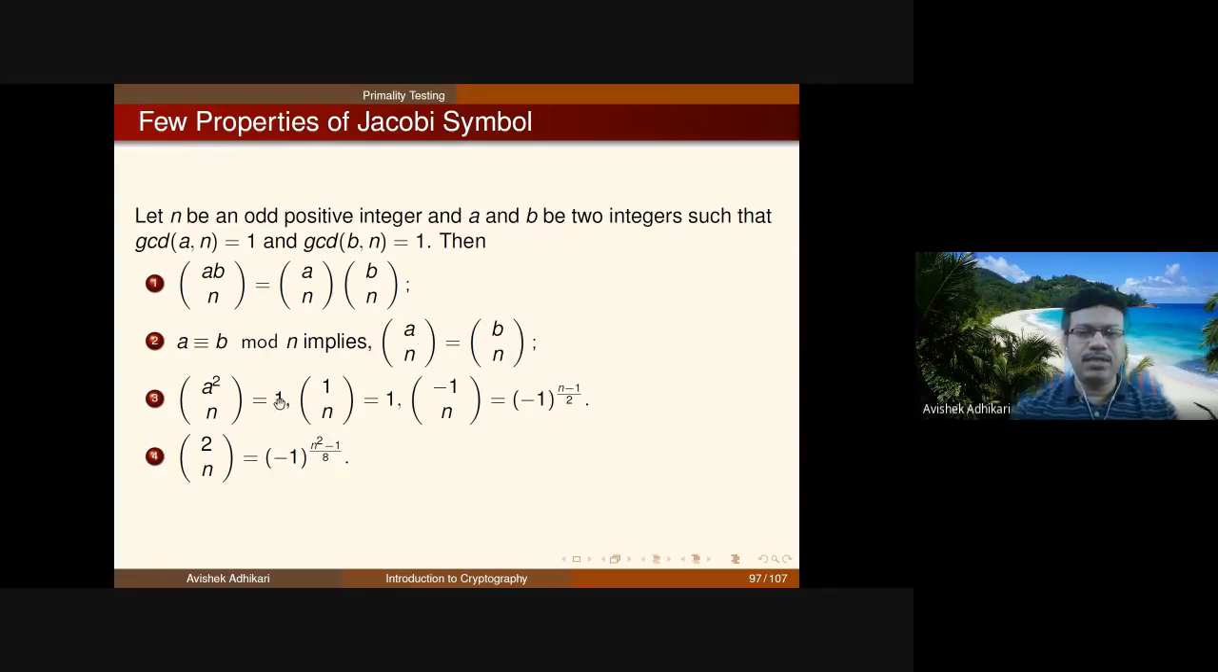A square n is the same as 1, 1 n is the same as 1, minus 1 is the same as this, and not only that, 2n equals minus 1 to the power n square minus 1 by 8. The same thing that happened on the previous occasions also holds for the Jacobi symbol. So the question is, if we also have the law of quadratic reciprocity like for the Legendre symbol, then we can very easily reduce the whole thing in a very simplified way.